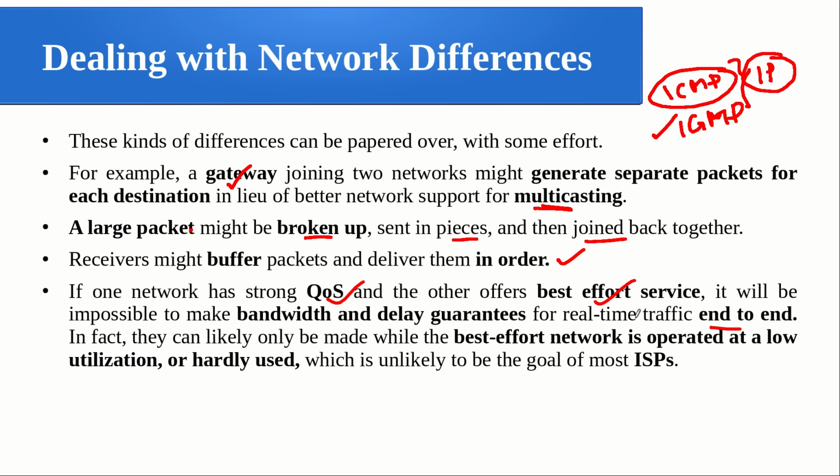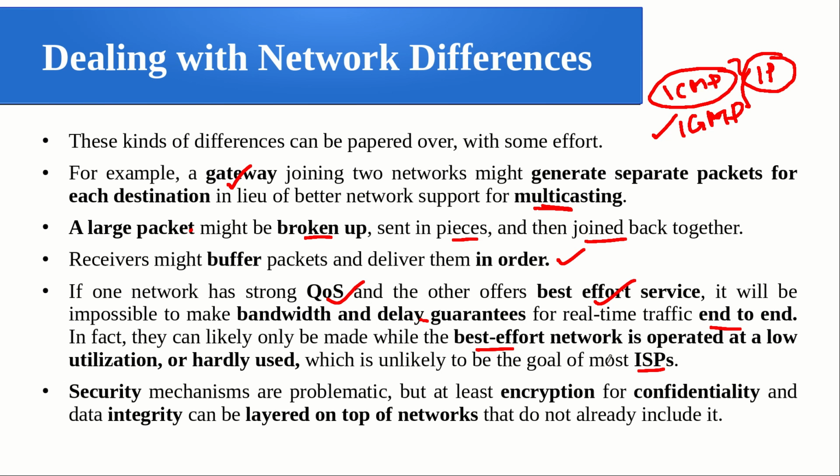When we try to provide bandwidth and delay guarantees end to end, on the way we will see some best effort service as well as QoS service. Such guarantees can likely only be made while the best effort service is operated at low utilization or hardly used, which is unlikely to be the goal of most internet service providers. Mostly, if we want things done with a best effort network, we are happy. But when we add QoS over it, we will struggle, and that is something you get only in a paid manner. If you are ready to pay more, you will get QoS, and things will work fine accordingly.